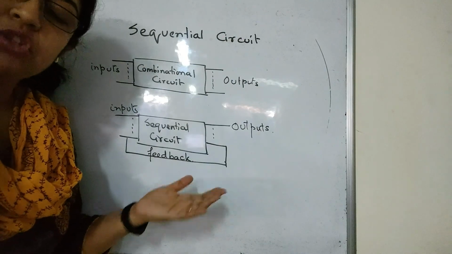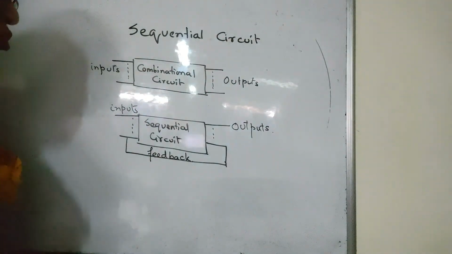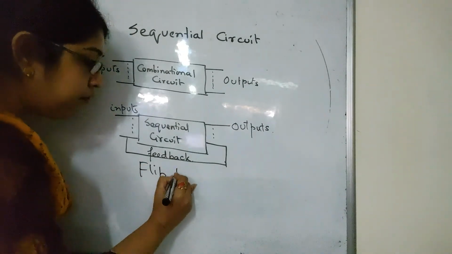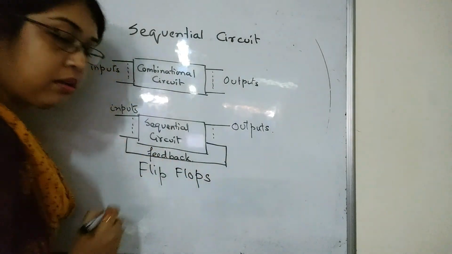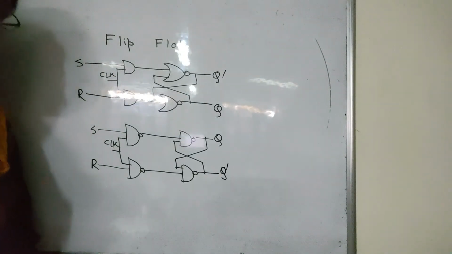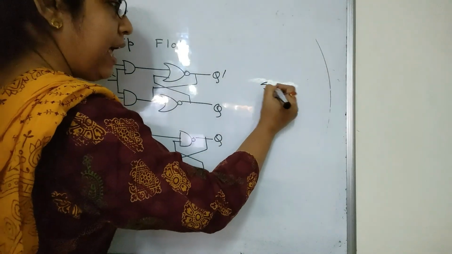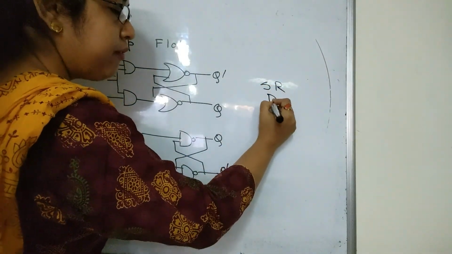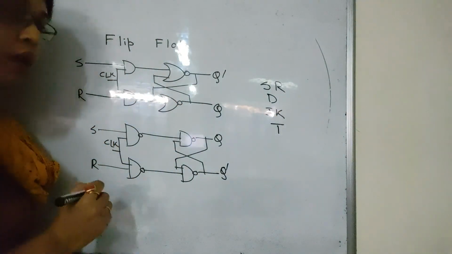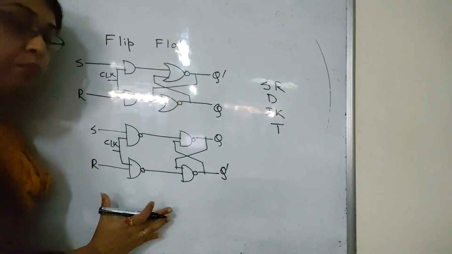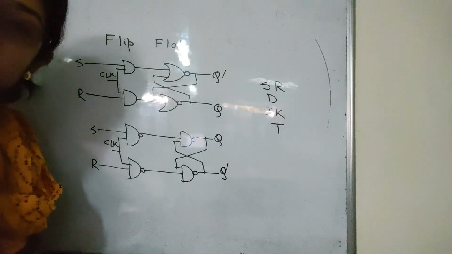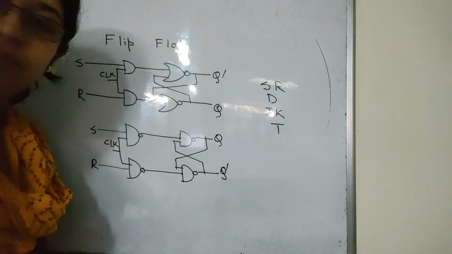Now in sequential circuits, mainly we are going to talk about flip-flops. We are going to discuss SR flip-flop, D flip-flop, JK flip-flop, and T flip-flop. Now these two are both diagrams of SR flip-flop.